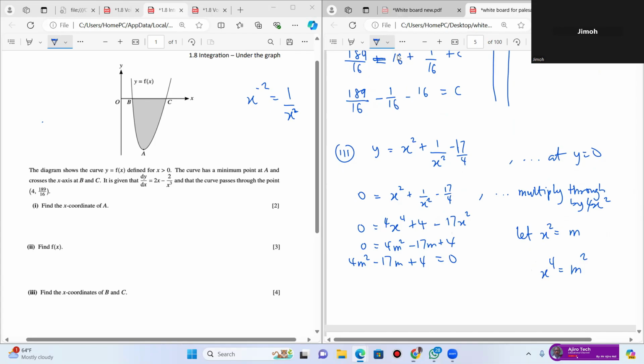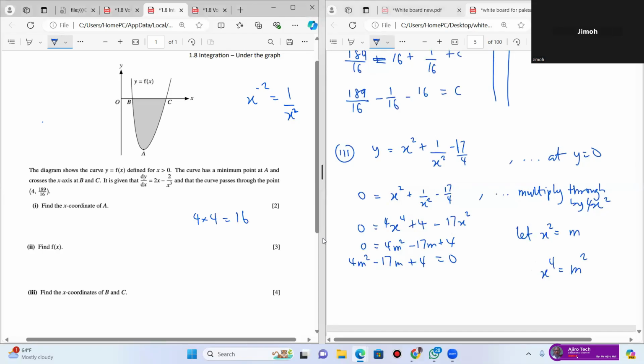So multiply 4 times 4. 4 times 4 is 16, right? So two numbers that you multiply, you get 16, and if you subtract, you get minus 17. Can you guess the two numbers? Can you evaluate the two numbers? Negative 16 and negative 1.